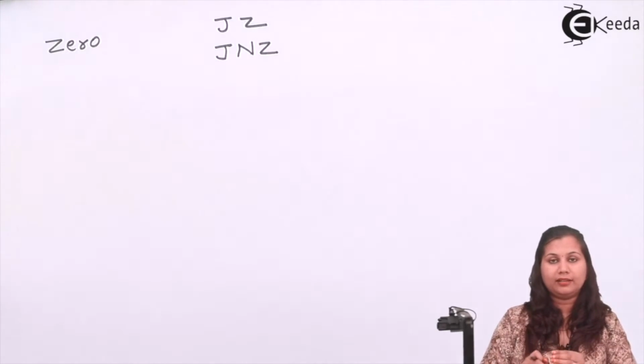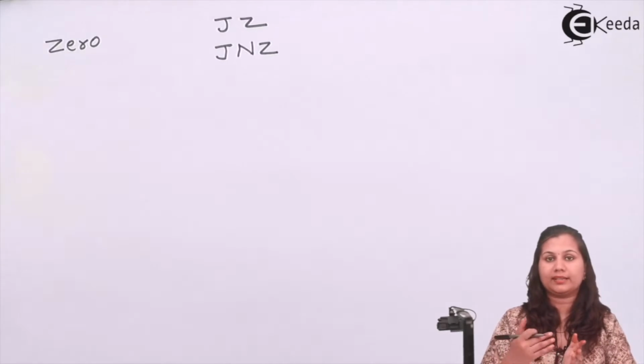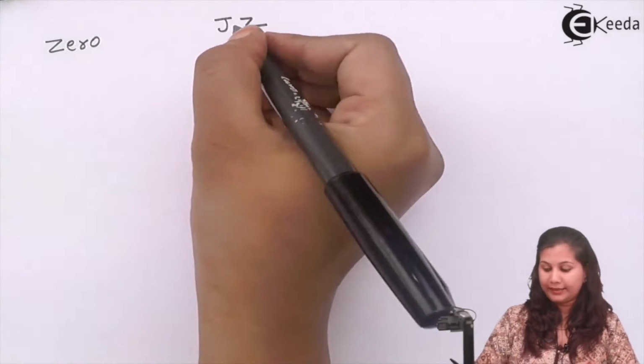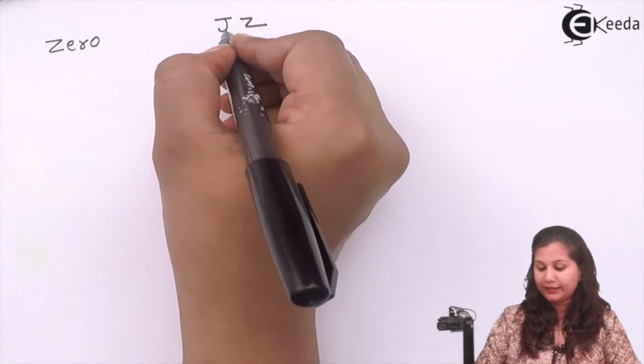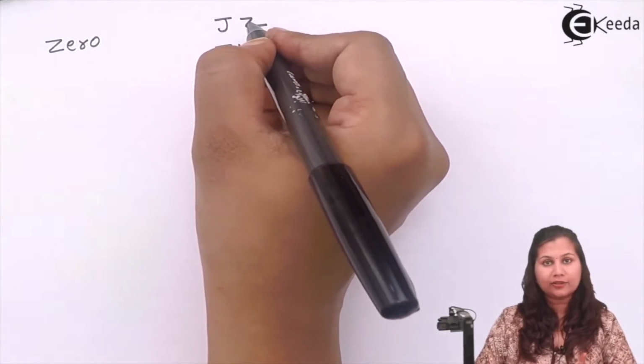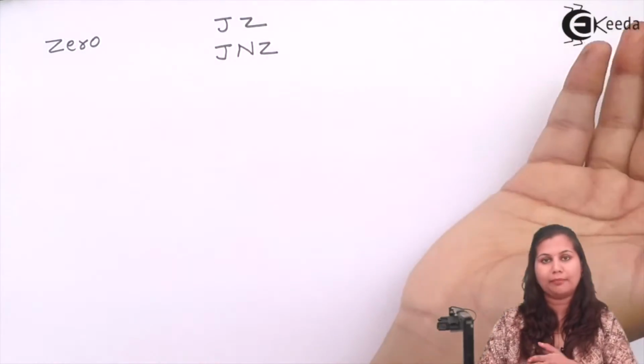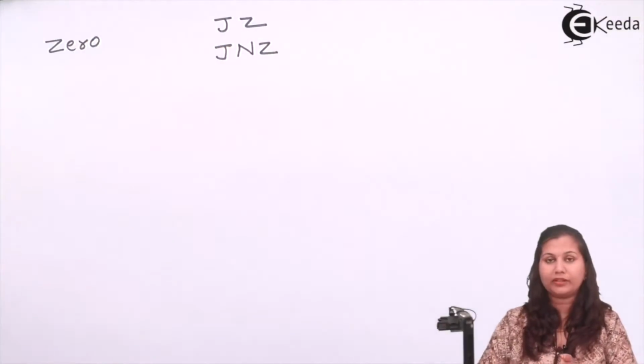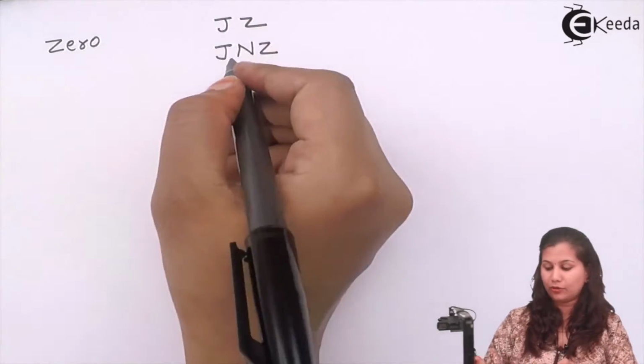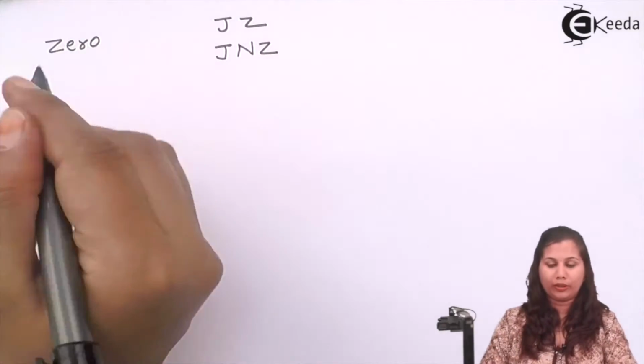So if the result after any arithmetic or logical operation is coming out to be zero, then we can have this condition. If the result is zero, if the accumulator register is having zero contents, then jump on that location. Or if the answer is not zero, then jump on a different location.